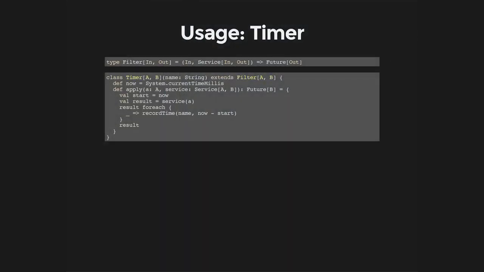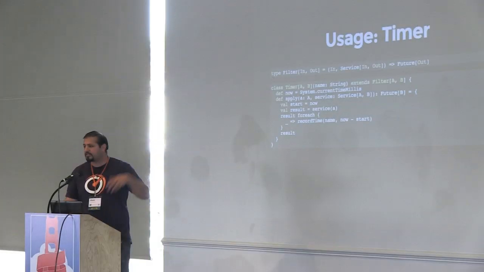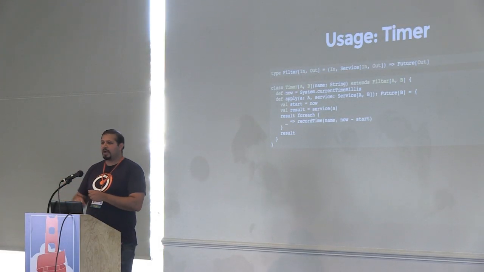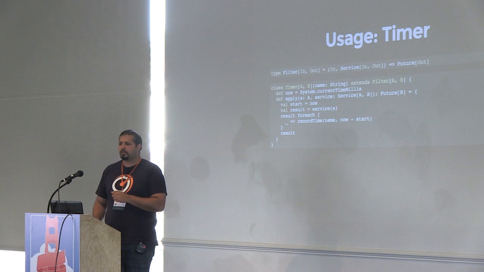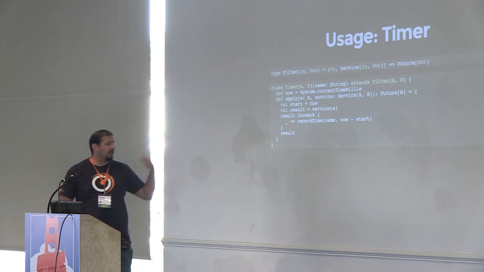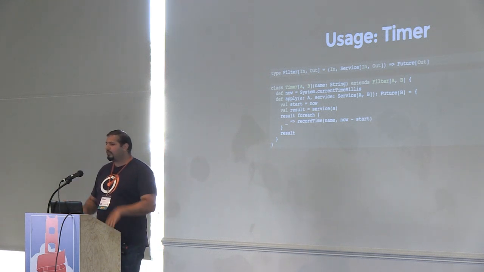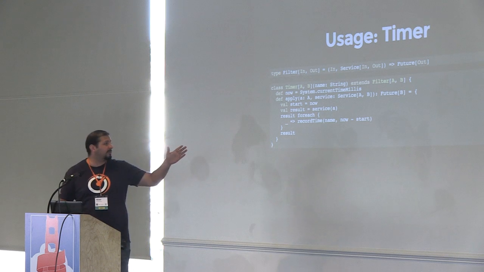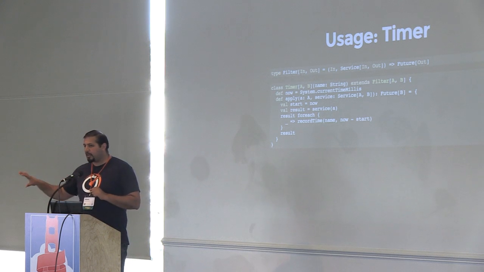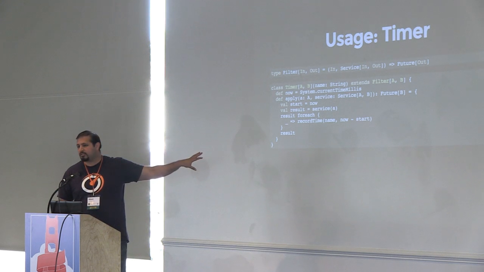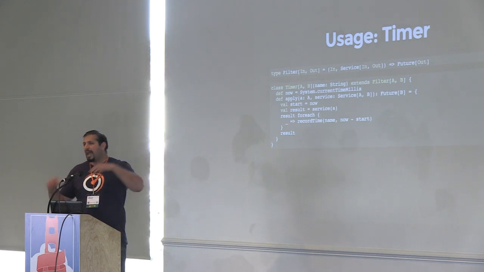And the way this works is I can build a filter of almost any kind. So the first filter I thought about building is a timer. I record the start time, run my service, and when my service is complete, I go and call some service to record my time, and then I provide the result. And all of this is done in parallel. So the recording of time happens in parallel to whatever else is downstream and passed after my service returns the value out.